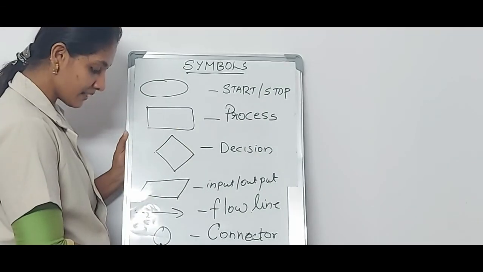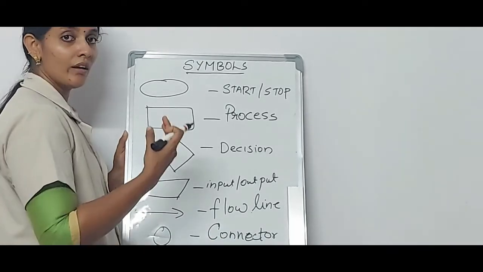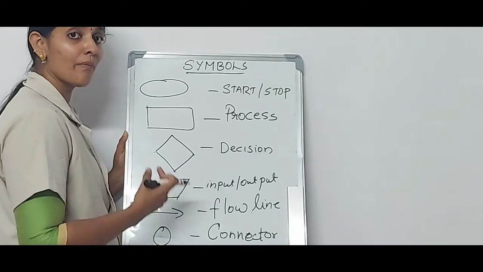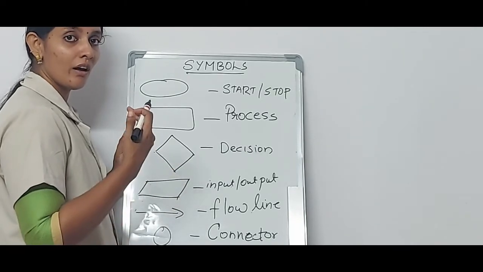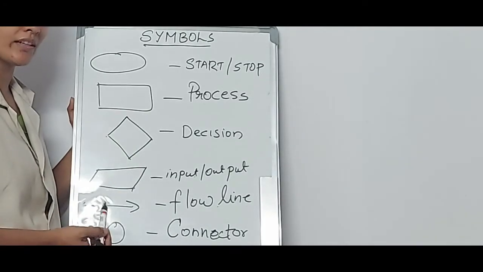Then last one is connector. The circle represents a connector. It is used for jumping from one point of flowchart to another. So these are the different symbols used in flowchart.